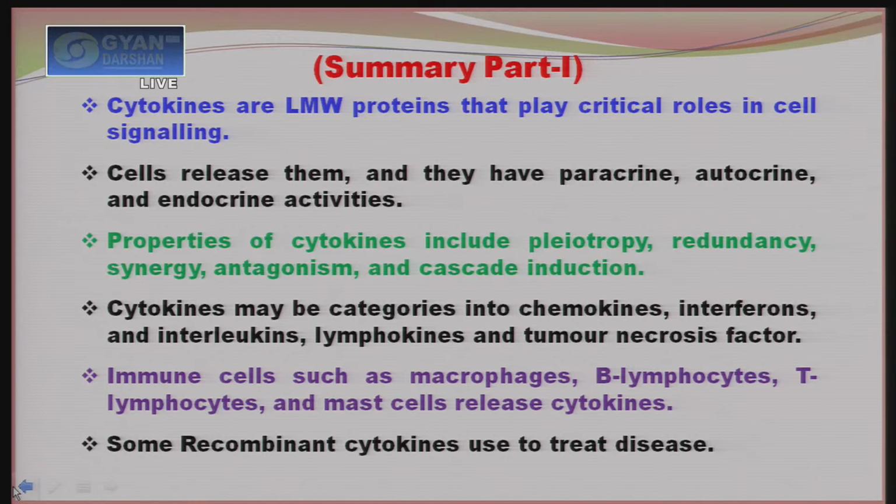And immune cells such as macrophages, B lymphocytes, T lymphocytes, and mast cells release the cytokines, which are involved in the regulation of the immune response. And you have also learned about certain recombinant cytokines used to treat various diseases like cancer and hepatitis C virus.